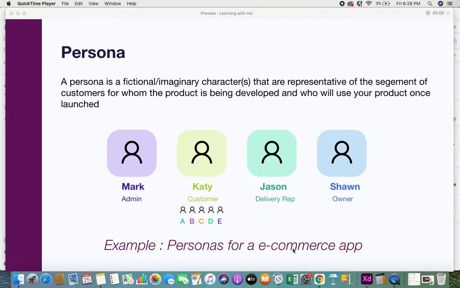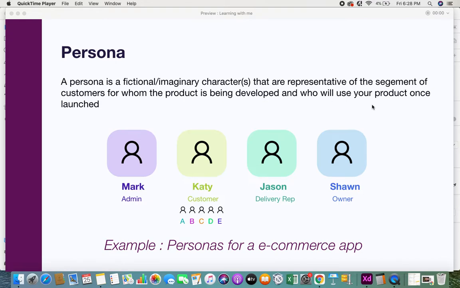Generally when we start off with a product, or we want to build a product for a customer or take it to the market, you need to know what a persona is. A persona is a fictional or imaginary character. It can be a character or characters that are representative of the segment of customers for whom the product is being developed and who will use your product once launched.